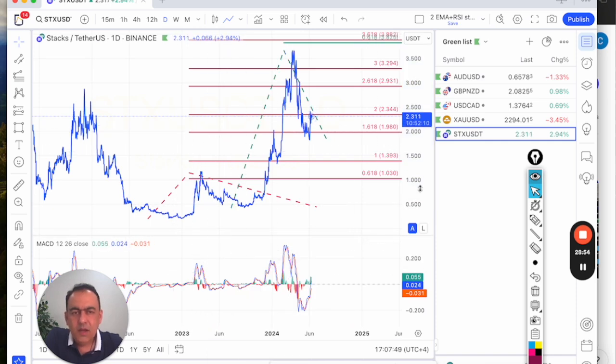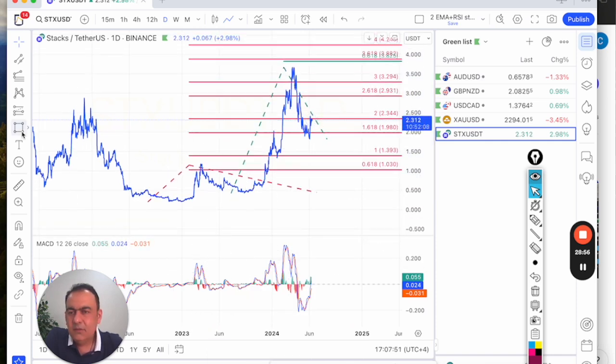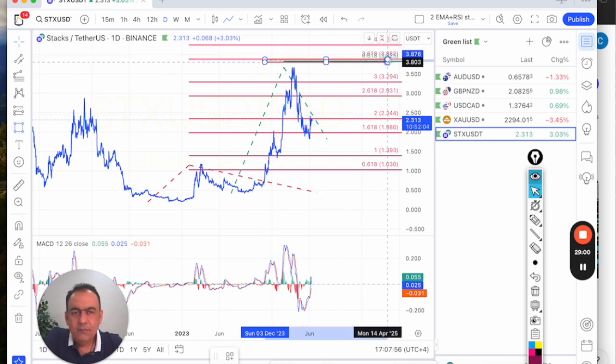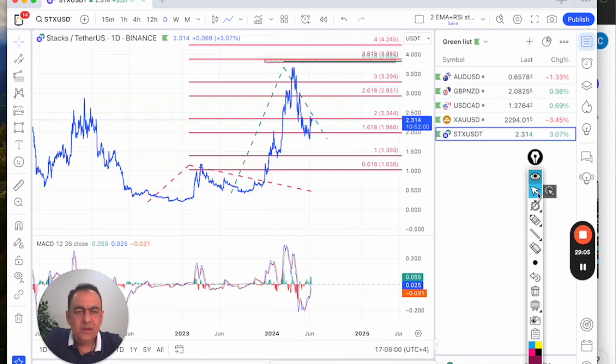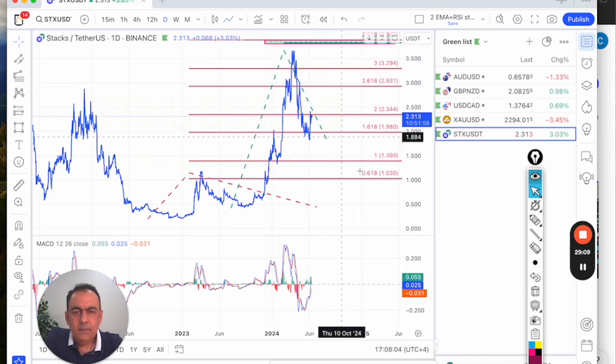So the overlapping lines are creating the magnet zone. This is the magnet level. So this is going to be our target, 3.82 or 3.80. So right now the current market price is 2.31.